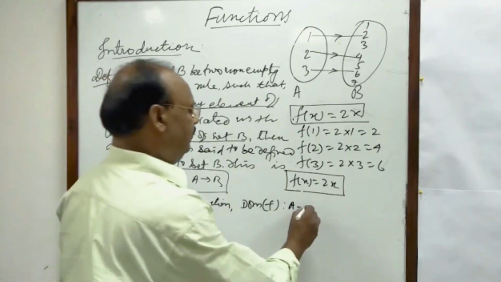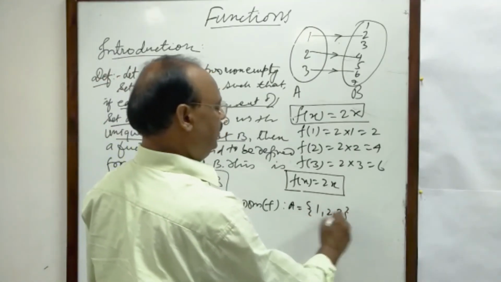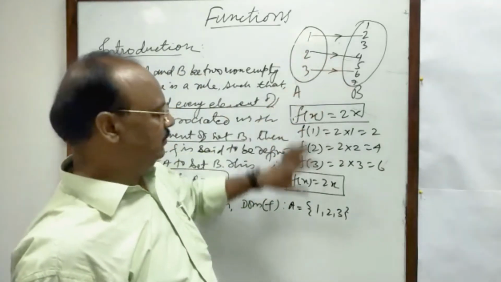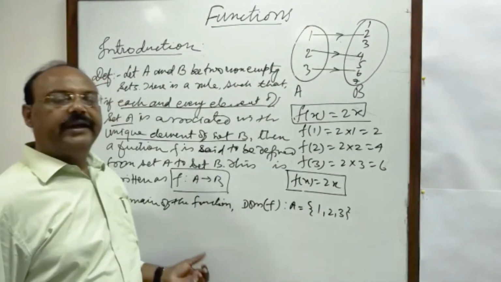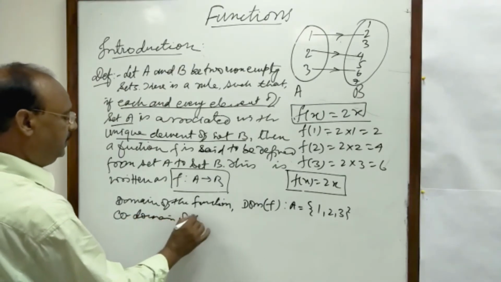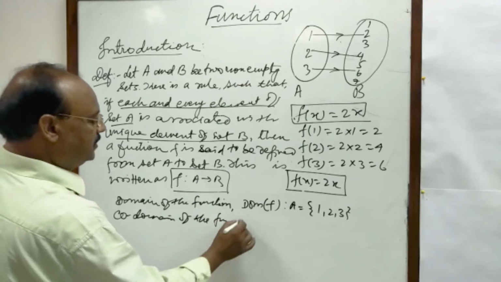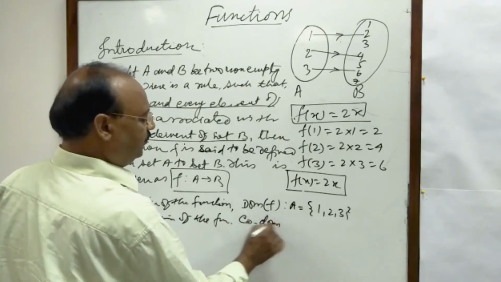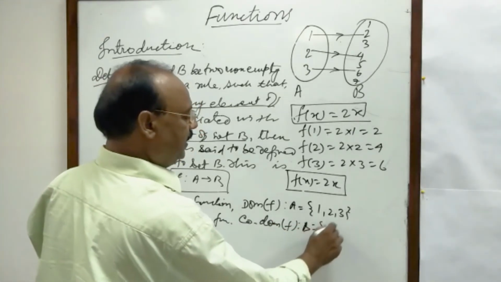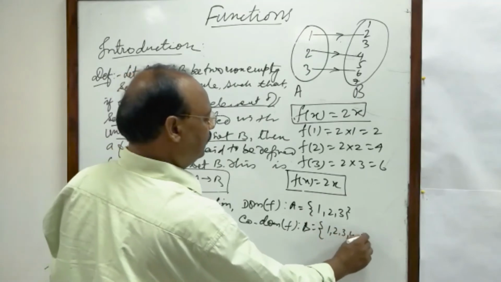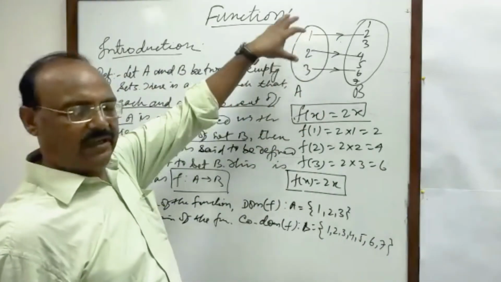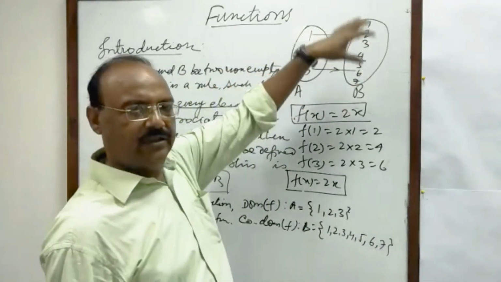Set A consisting of elements 1, 2, 3. So if any function f is defined between these two sets, then the domain of the function is set A. Next term is codomain of the function. This is written as CODOM for codomain of the function. This is set B. Here elements are 1, 2, 3, 4, 5, 6, 7. Set A is domain, set B is codomain.